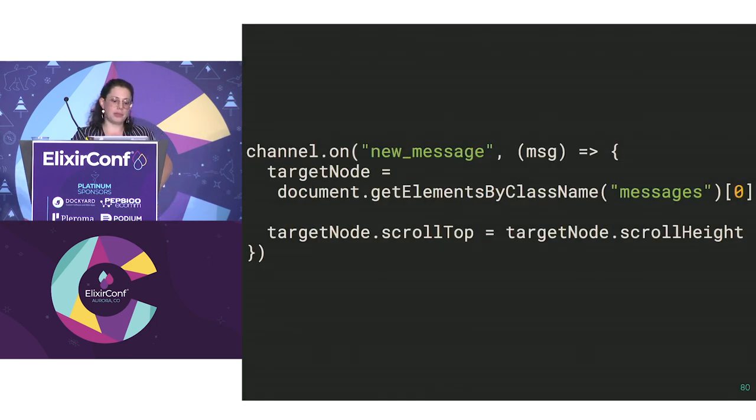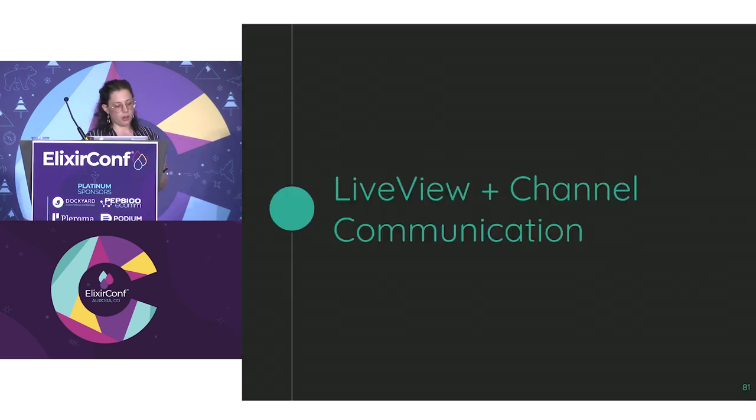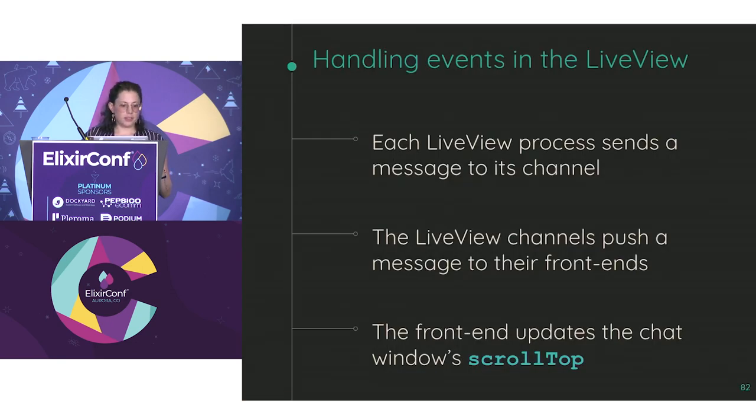And this means that we're getting this much closer to being able to run this code, our scroll top adjustment code. All right, so our socket is connected, our channel is up and running. We're ready to discuss how we get LiveView to actually communicate or send messages to its sidecar channel. All right, the process is gonna go something like this. Each LiveView process will send a message to its accompanying channel. The LiveView channels will push a message to their own front ends, which will allow the front end to update the chat window's scroll top.